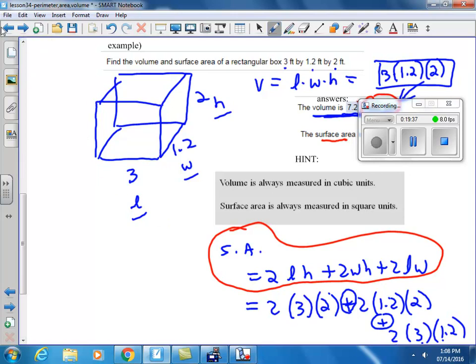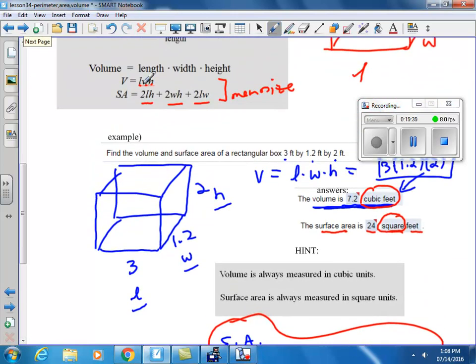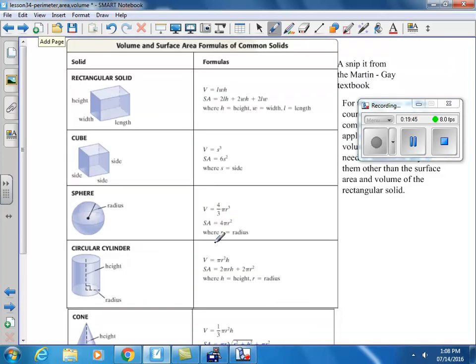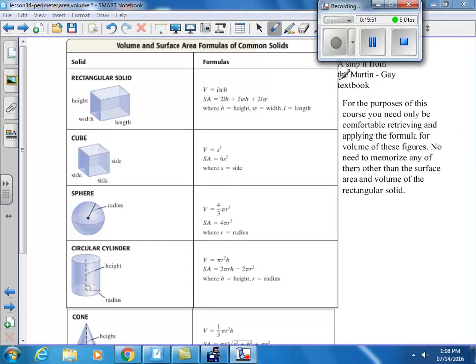Little side note, the only formulas I make you memorize for this course are the volume and surface area of the box. I do have a list here of other volume formulas for other figures that would probably be important. I snipped it from the Martin Gay textbook. Aside from the box, like the sphere, the cylinder, and the cone, I would give those to you, and you would just have to apply them. But I just wanted you to have them there for your records.